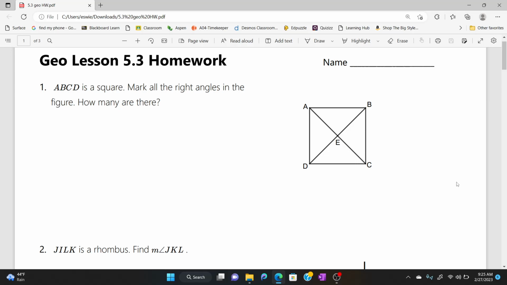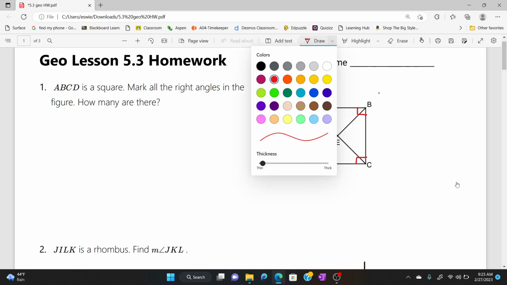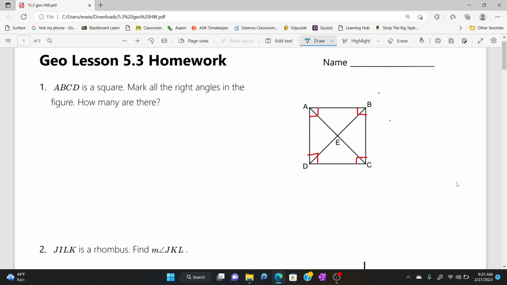Number one, it says ABCD is a square. Mark all the right angles. So recall, in a square, we have right angles in the corners. Those are right angles. But we also have right angles formed by the diagonals. So we have a total of 8 right angles. Let's go.